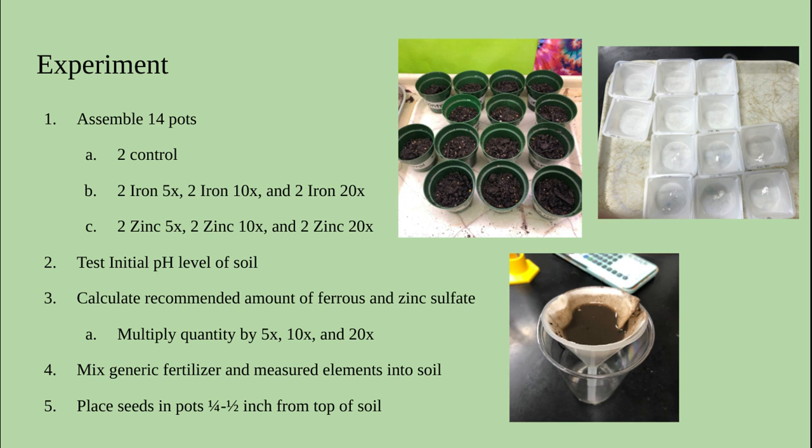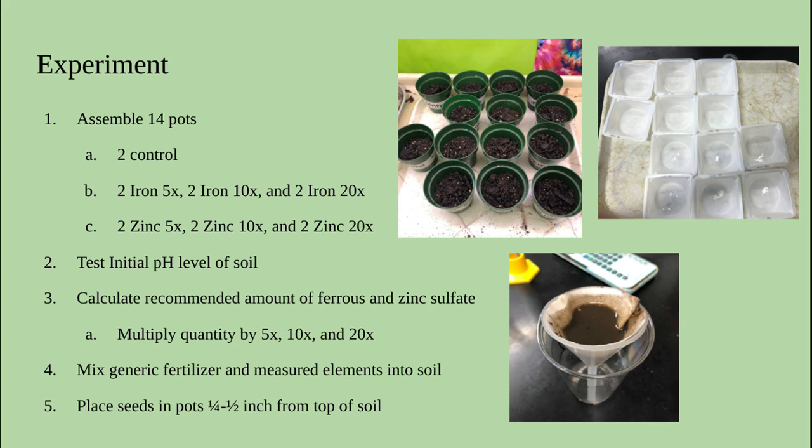So for my experiment, I assembled 14 pots: two control pots, and then two pots for each of the different concentrations. I had a concentration 5 times the ideal amount, 10 times the ideal amount, and 20 times the ideal amount for iron and zinc. So initially, I tested the pH level of the soil by mixing in a small amount of soil with water, agitating it, filtering it, and then testing the filtered water with a pH strip.